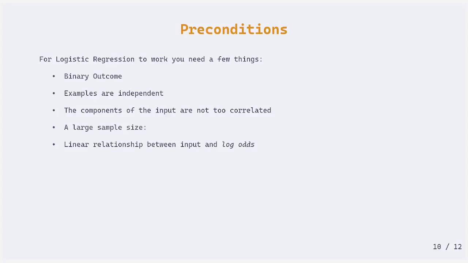And if your sample size is too small, you're also going to have issues. There's a common rule of thumb out there on the internet that the number of samples you need is 10 times the number of variables divided by the probability of the least frequent output.